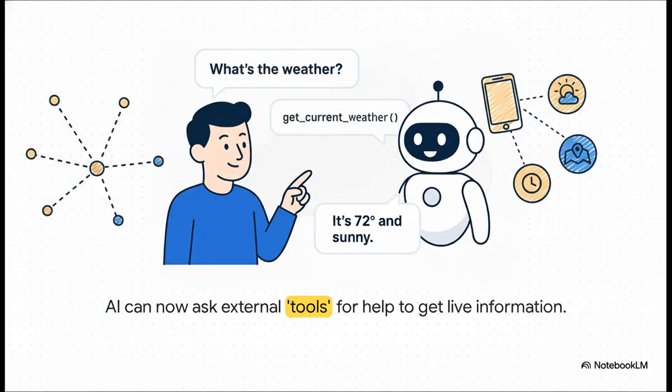Yeah, this really sums it up perfectly. Instead of just trying to guess or answer from its old static memory, the AI can now recognize when it needs help. It can say, hang on, I don't actually know that. Let me use my special Get Current Weather tool. It's literally like giving that brilliant brain a smartphone with a few trusted apps on it.